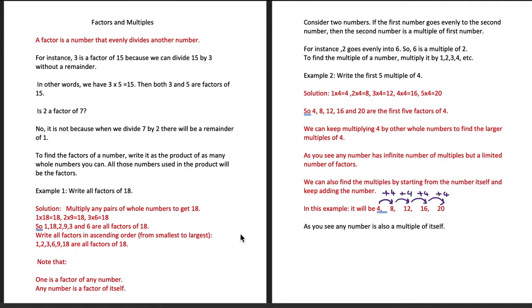Is 2 a factor of 7? The answer is no, because when you divide 7 by 2, you get 3 and a remainder of 1. So 2 doesn't go evenly into 7 and is not a factor of 7.